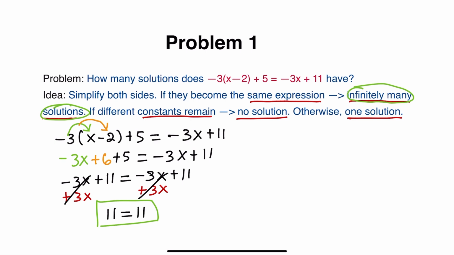Now, if variables cancel and you get something false, like let's say 11 equals 7, well, that's considered no solution, right? Because 11 will never equal 7. In problem 2, we'll explore a system of equations and figure out when it has no solution.